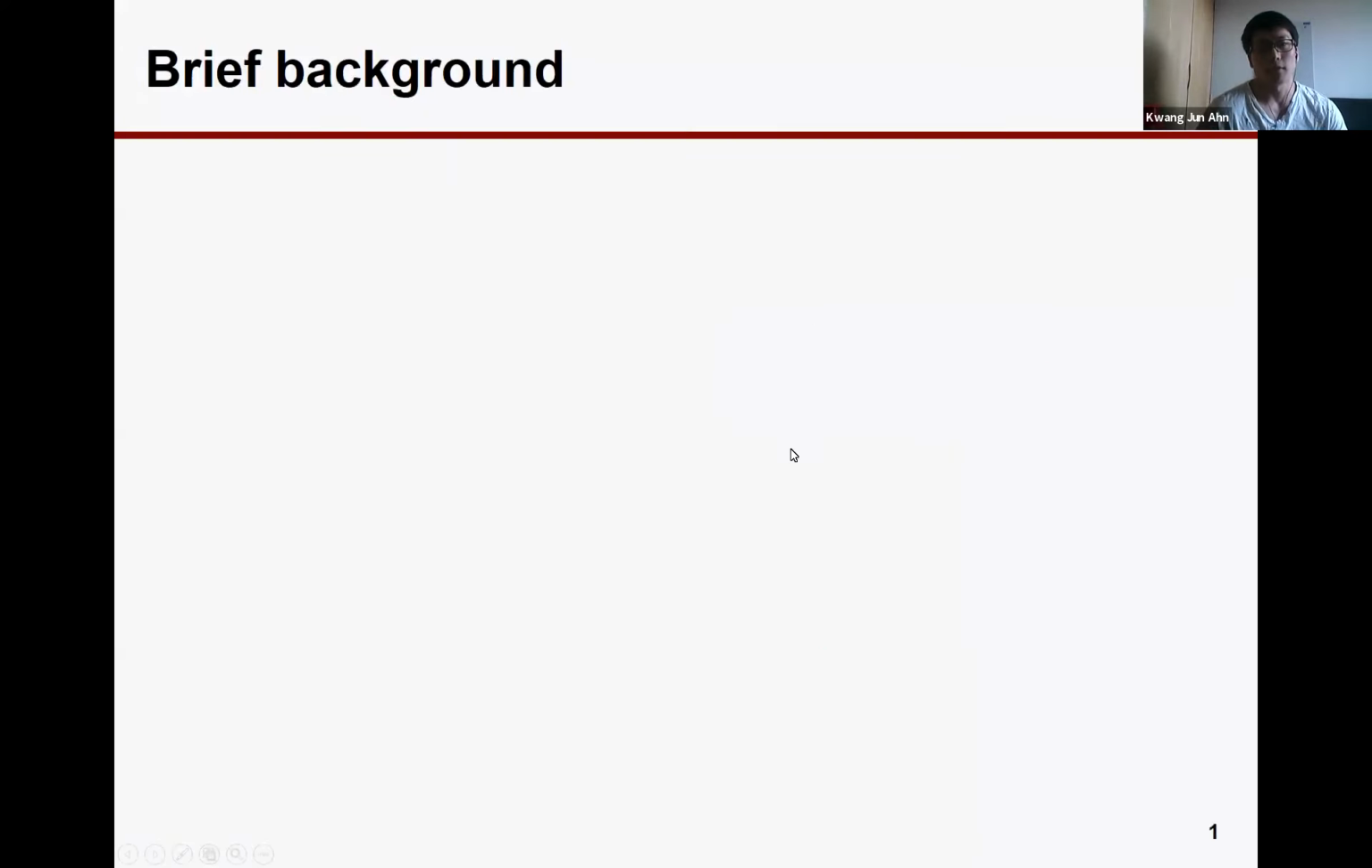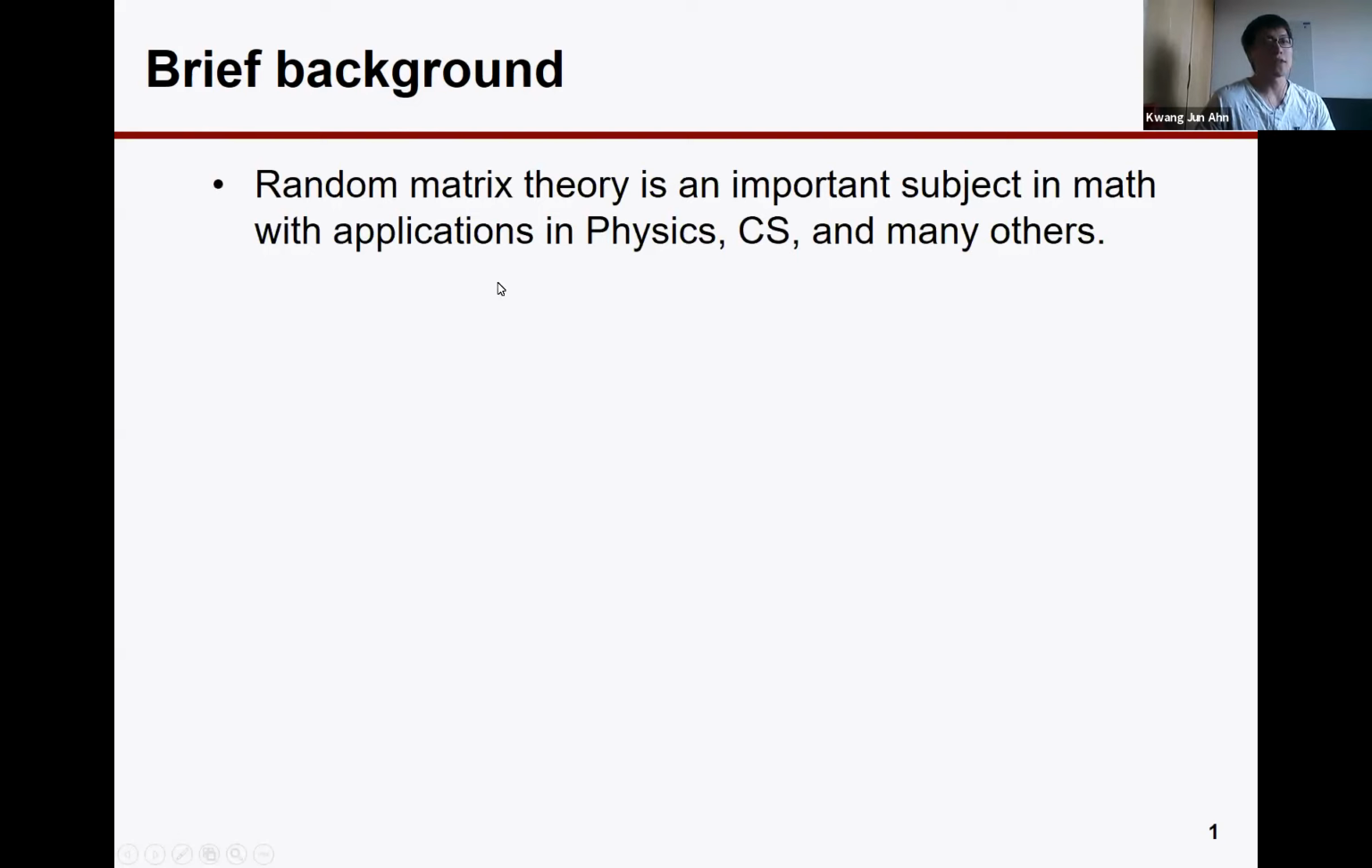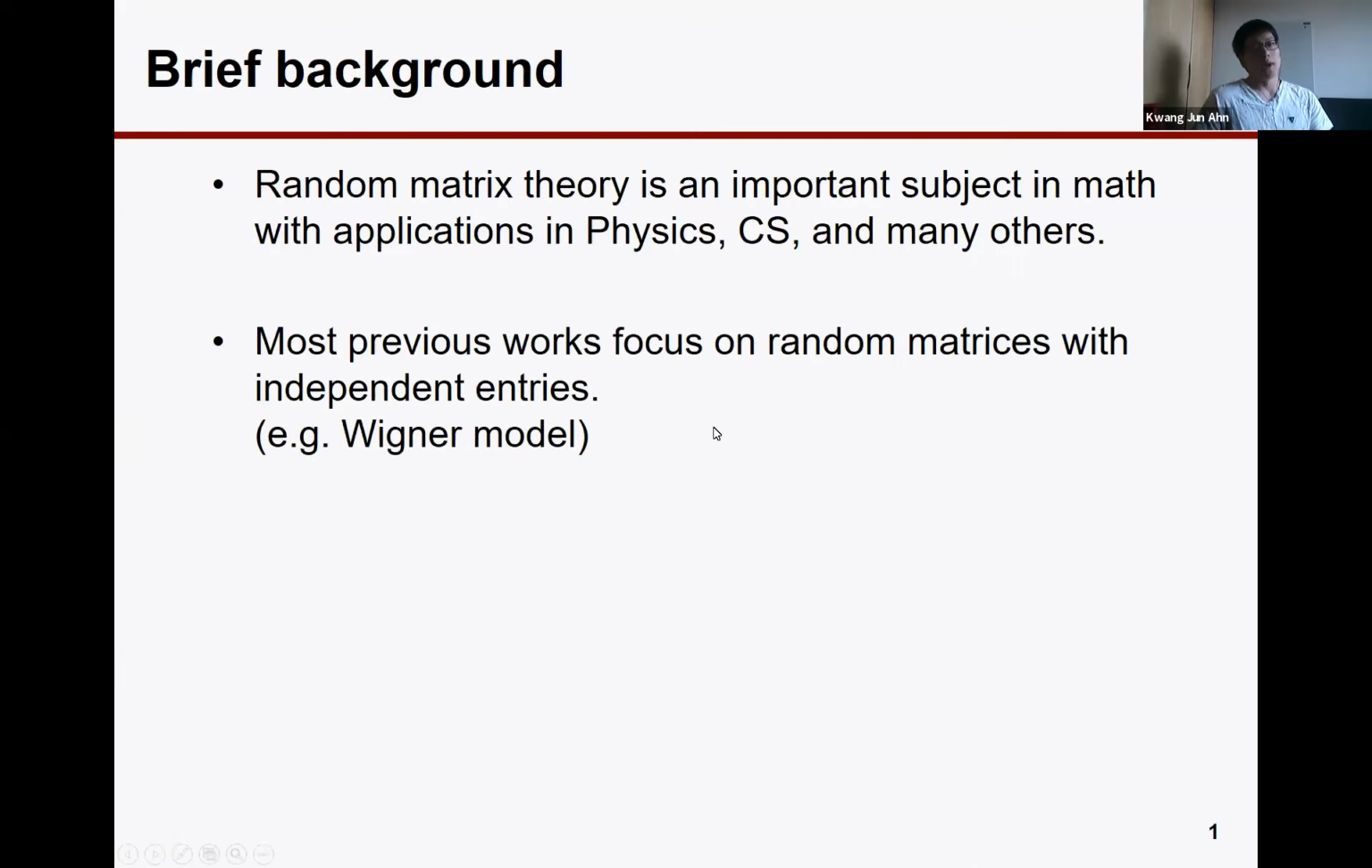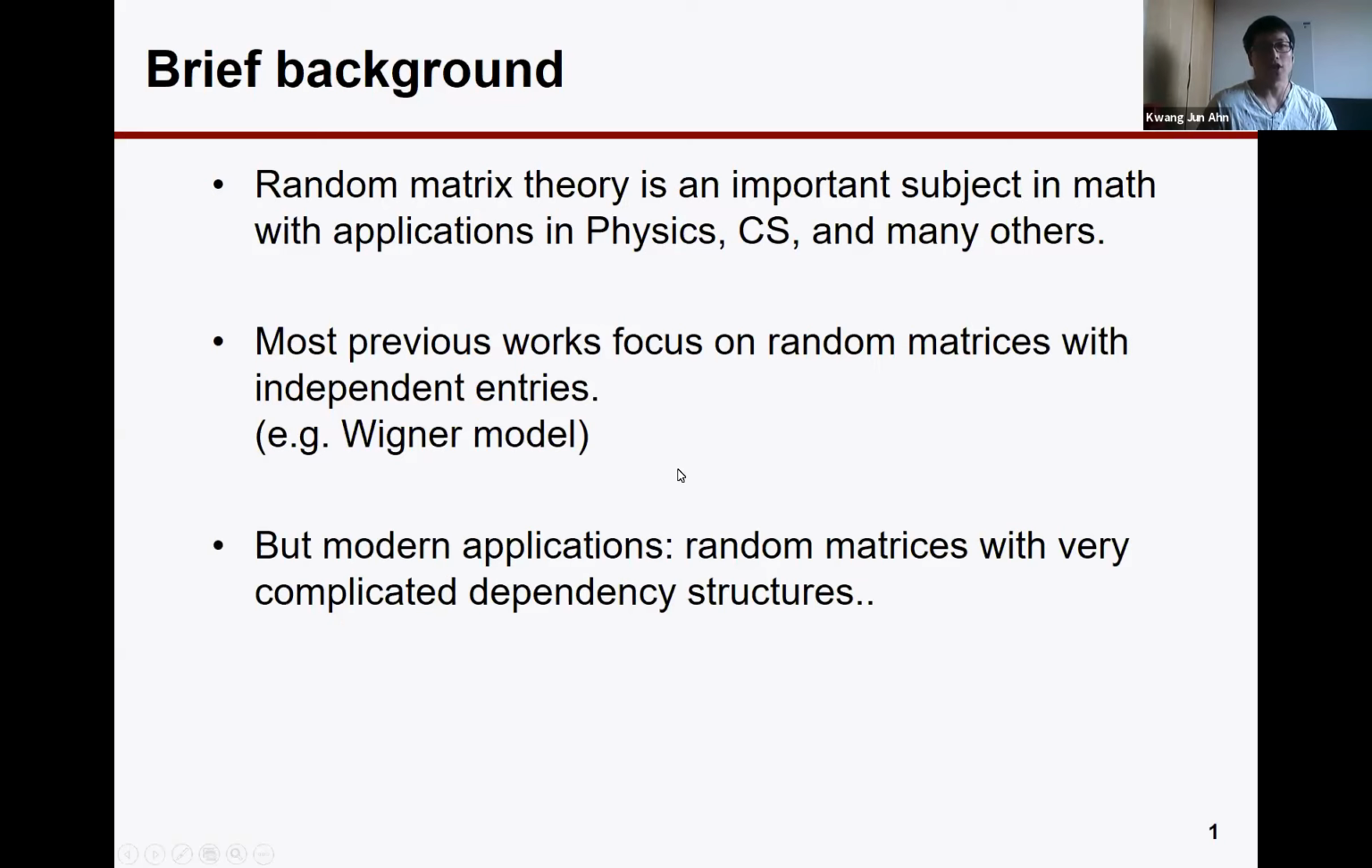For those who are not familiar with random matrix theory, let me briefly go through the background. Random matrix theory is a very important subject in mathematics with lots of applications in physics, computer science, and so on. But the current understanding is mostly limited to models where the entries are independent of each other. But modern applications require random matrices where the entries are no longer independent.